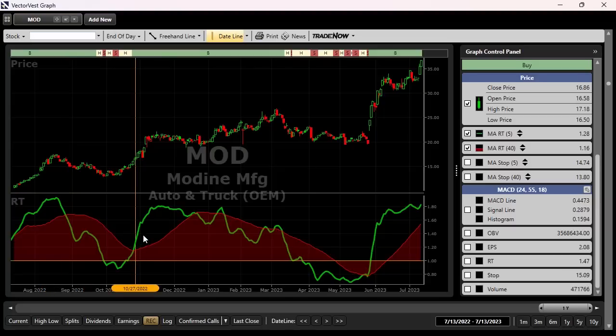Our next entry is here. And this is interesting, I think. Look how the study helped us manage this trade. The 5-day moving average of RT peaks here. So we've entered sometime during this uptrend. It's now too late for entry as the price is flattening out. We become defensive on the position with the crossover below the 40.